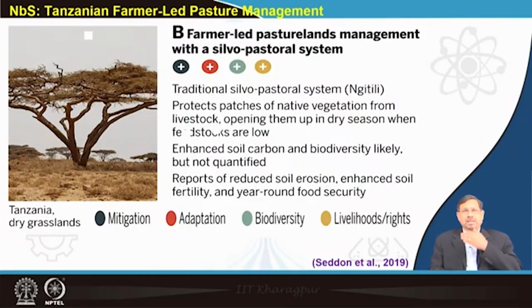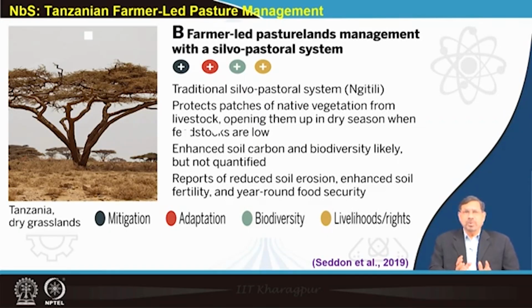Let us take another example as far as Tanzania is concerned. It is a farmer led pasture land management system with some kind of silvopastoral system. The traditional silvopastoral system in the native language is called Nigti. This protects patches of native vegetation from livestock, opening them up in dry seasons when feedstocks are low.